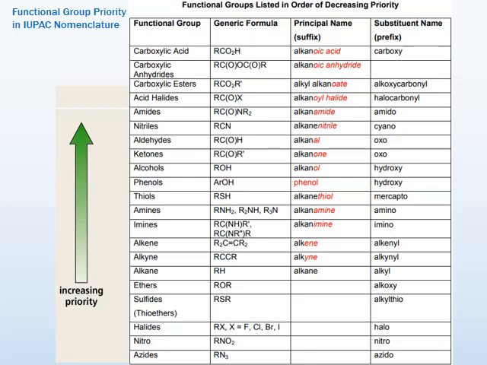We can conclude that a good start to remembering the priority of functional groups in IUPAC nomenclature is to remember that higher oxidation state has priority over lower oxidation state. Oxygen has priority over nitrogen, and nitrogen has priority over sulfur.